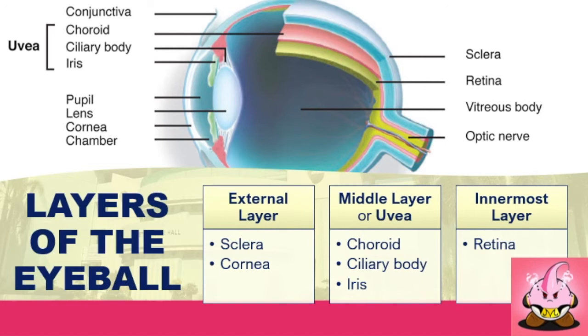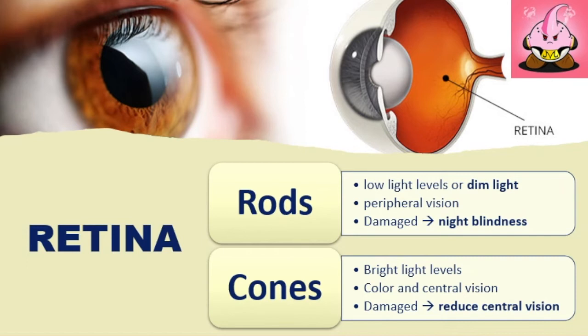So again, class, you need to recall that the external layer is where your sclera and cornea would belong. The middle layer is where your choroid, your ciliary body, and your iris would belong. And then your retina is considered to be the innermost layer. Now, I mentioned that in the retina, it is where you can see your rods and your cones.